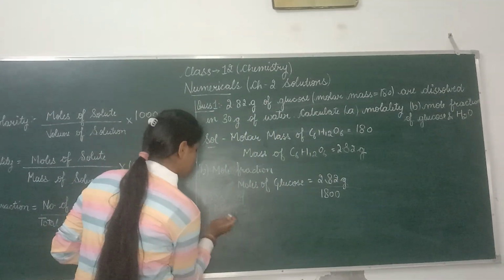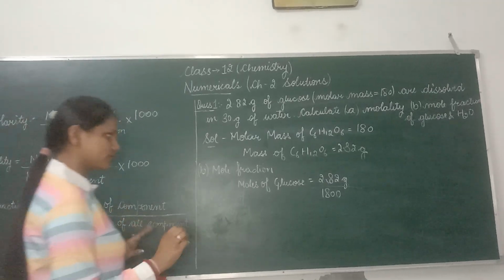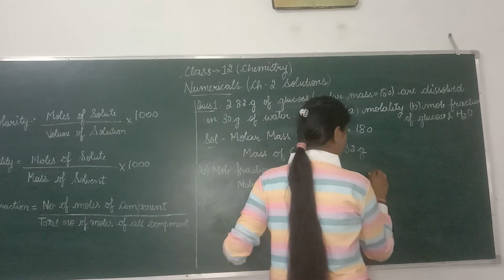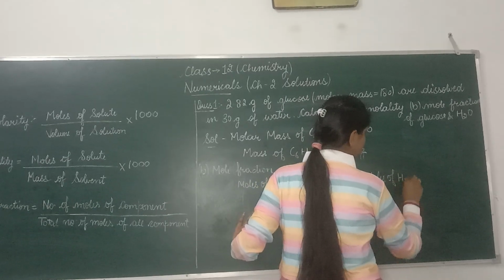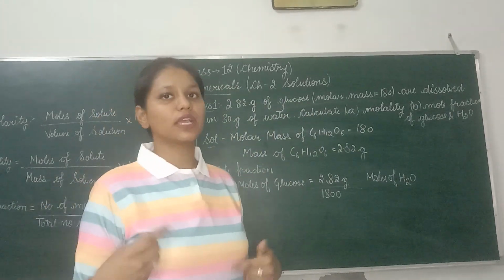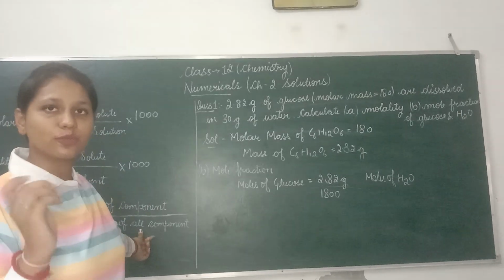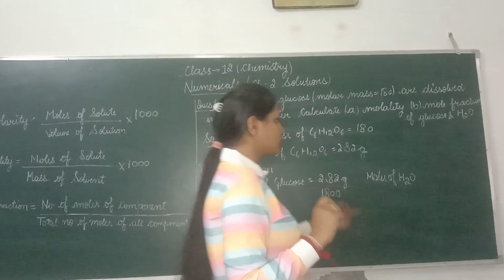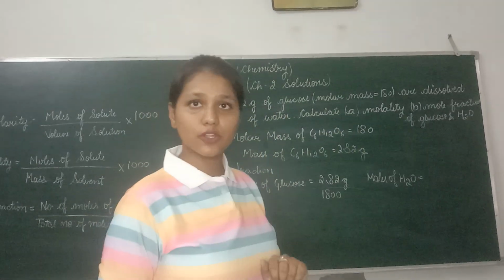So divide by number of moles of all the components. So we have to calculate the moles of water also. In this question there are two components, glucose and water, and we have to calculate all the components, which means we have to calculate the number of moles of both water as well as glucose.